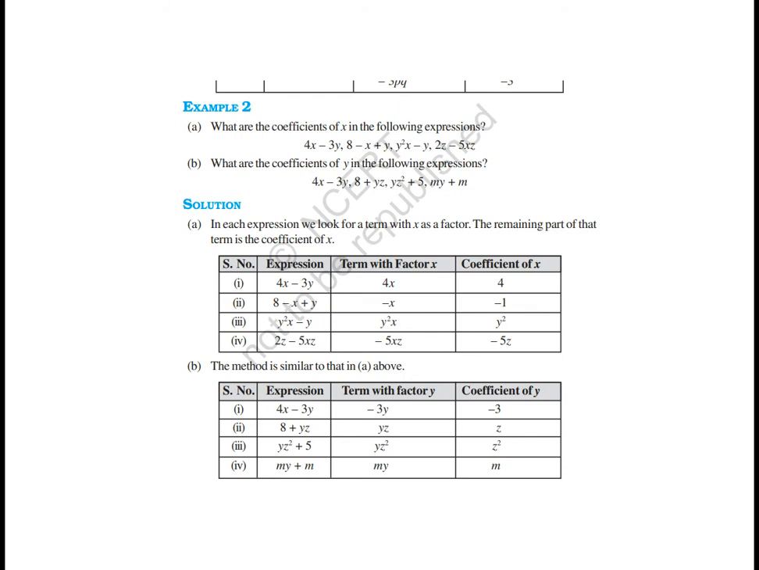What is example 2? What is the coefficient of x in the following expression? 4x minus 3y में क्या coefficient है x का? 4.